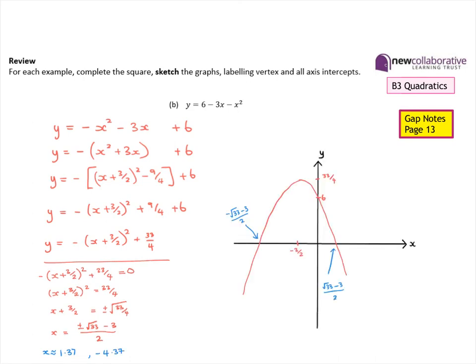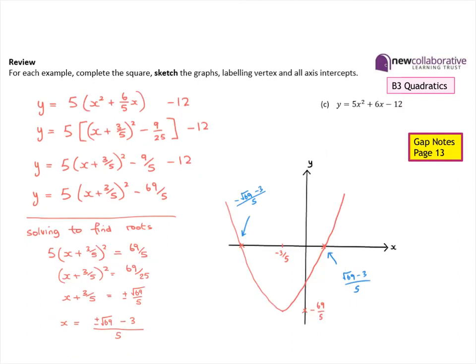And using all that information produces the graph on the right, and we've labelled all the points there. The vertex of the graph we can get from the completed square form of the equation as an x-coordinate of -3/2 and a y-coordinate of 33/4. The y-intercept we can get from the original form of the equation by substituting x equals 0, so that's y equals 6, and the two roots have both been labelled on there as well, that we've just found by solving the equation.